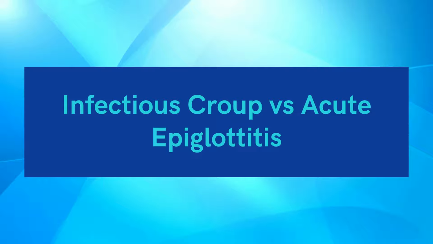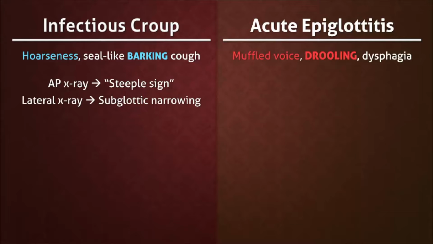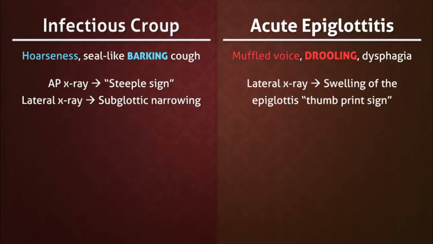Hoarseness and a seal-like barking cough are associated with infectious croup, whereas acute epiglottitis may present with a muffled voice, drooling, and dysphagia. Radiological signs for infectious croup include the steeple sign, due to superior tapering of the trachea, and subglottic narrowing. For acute epiglottitis, a lateral radiograph may reveal a swollen epiglottis, a radiologic finding known as the thumbprint sign.